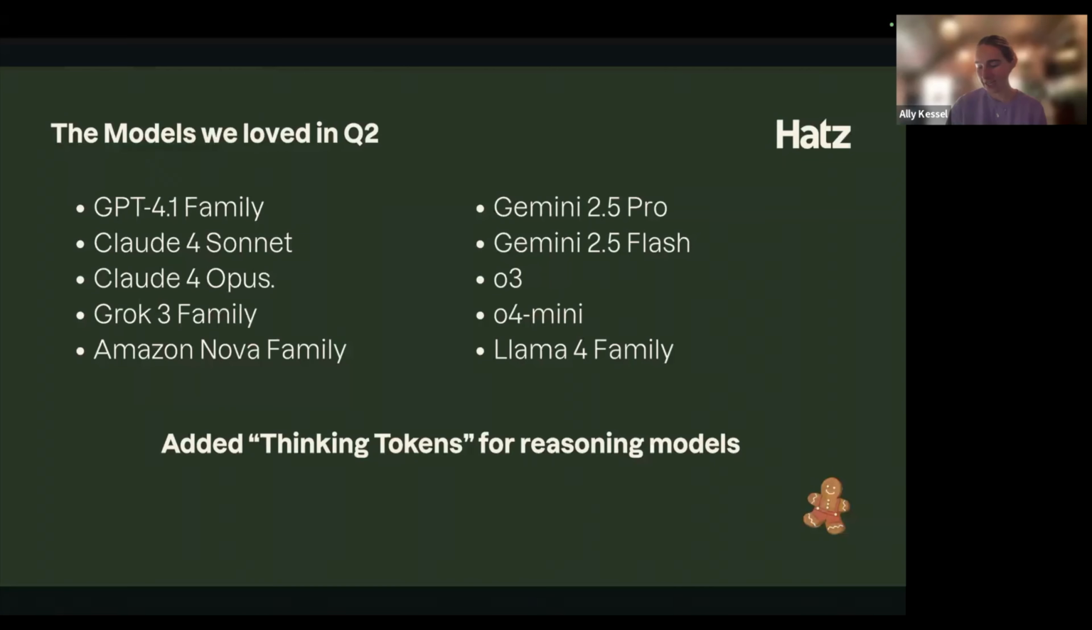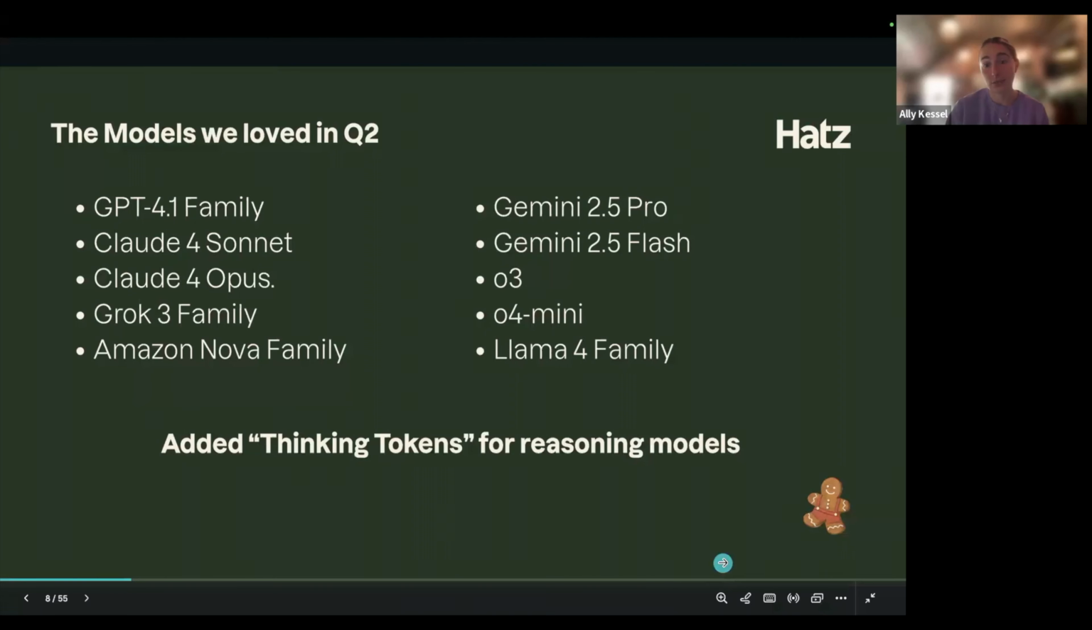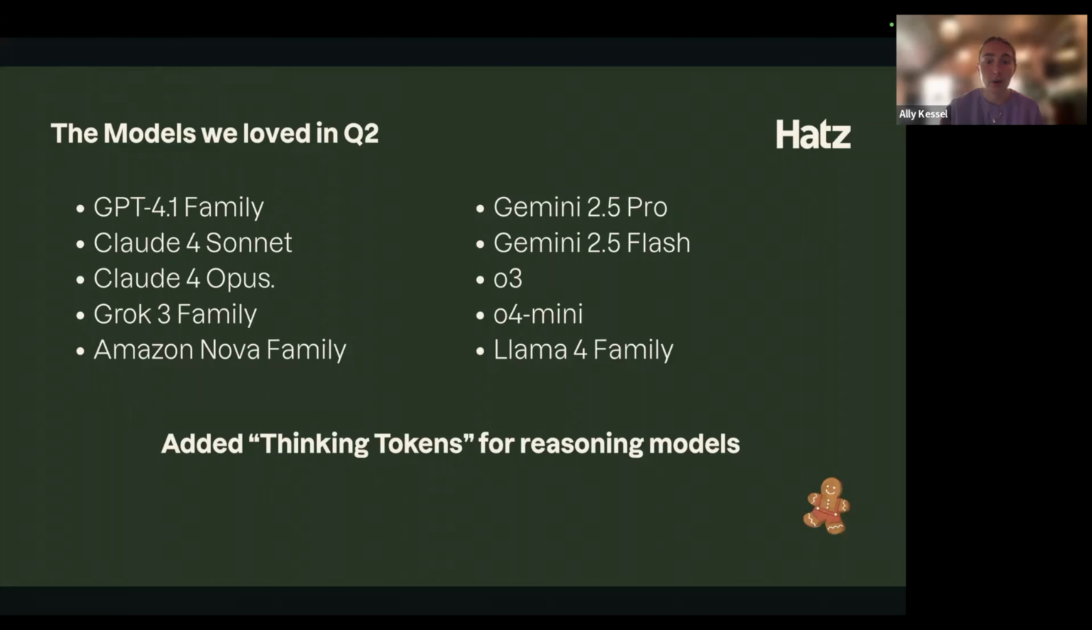Alrighty, so that was Q1, right? So we had some great stuff in Q1. But like I said, leaving Q1 and heading into Q2, that's when we really started to hit our stride as far as releasing, and also the AI world itself, right? All of these different models were released in Q2. This is kind of what we were using and what we were loving, right? We had the GPT 4.1 family, Claude 4 Sonnet, Claude 4 Opus, Grok 3, Amazon Nova, Gemini 2.5 Pro, Gemini 2.5 Flash, O3, O4 Mini, Llama 4, the whole Llama 4 family, and we added thinking tokens for reasoning models.